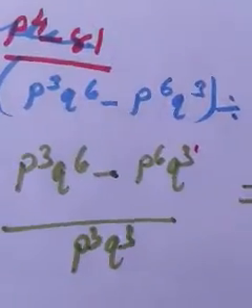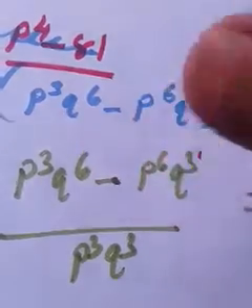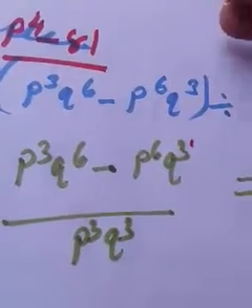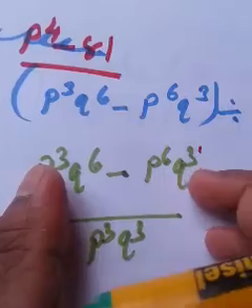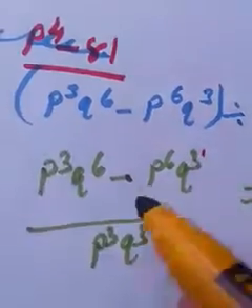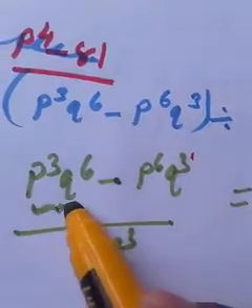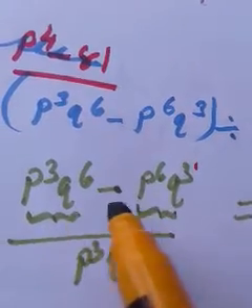As I said in the previous question, here the operation is minus, so we cannot go for direct cancellation. But what we can do is factorize the numerator. In order to factorize the numerator, there are two terms, and we need to find what is common in both terms.